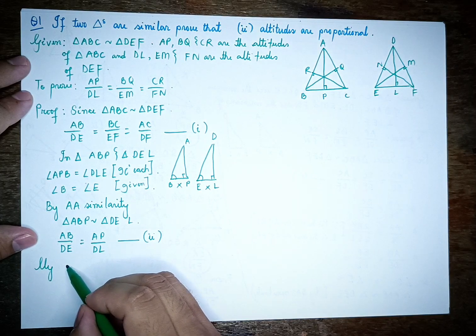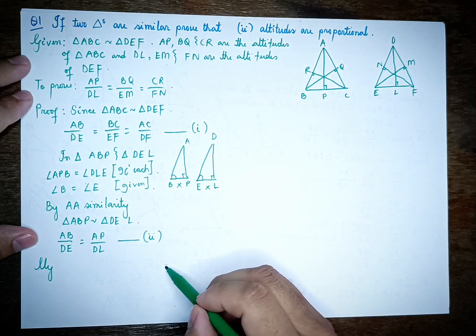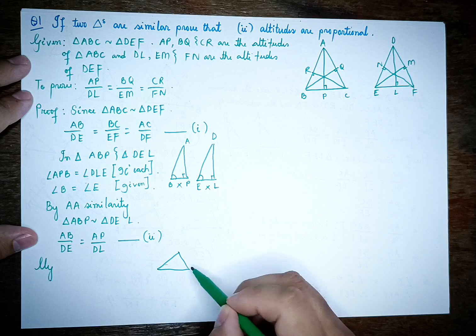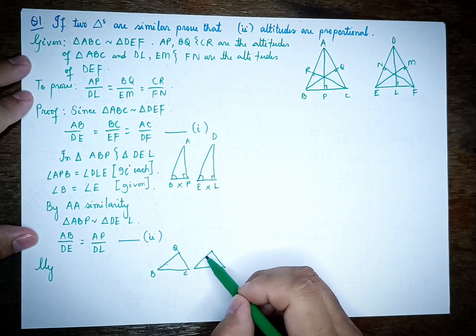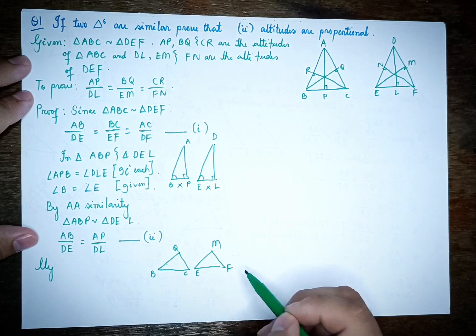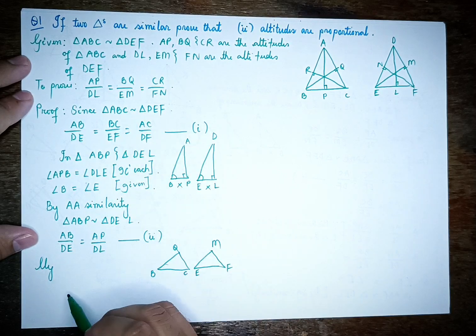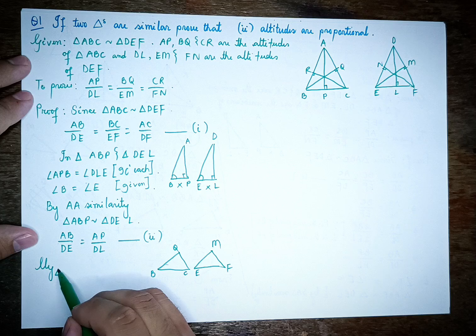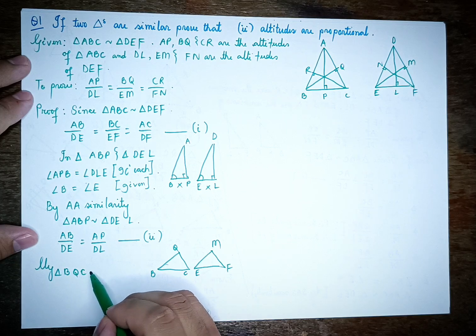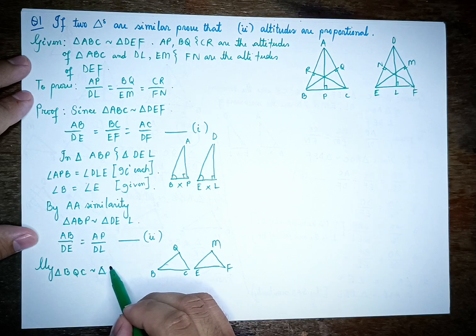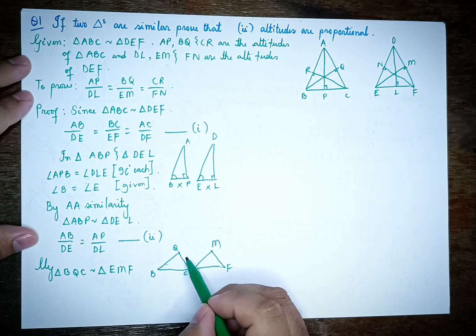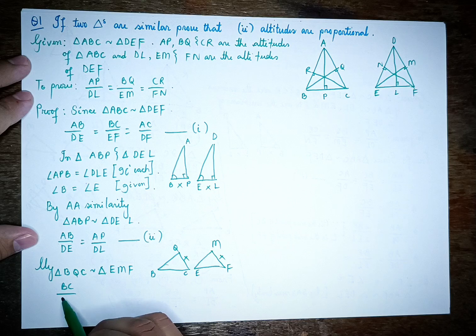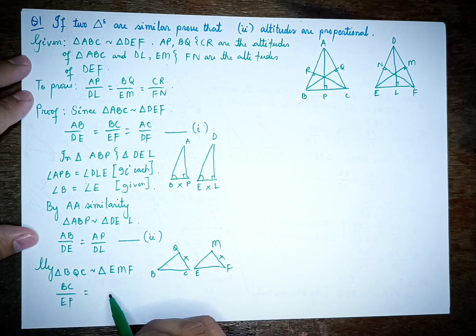Similarly, the triangles are equal: triangle BQC is similar to triangle EMF, so the corresponding sides are in the same ratio. BC by EF is equal to BQ by EM.